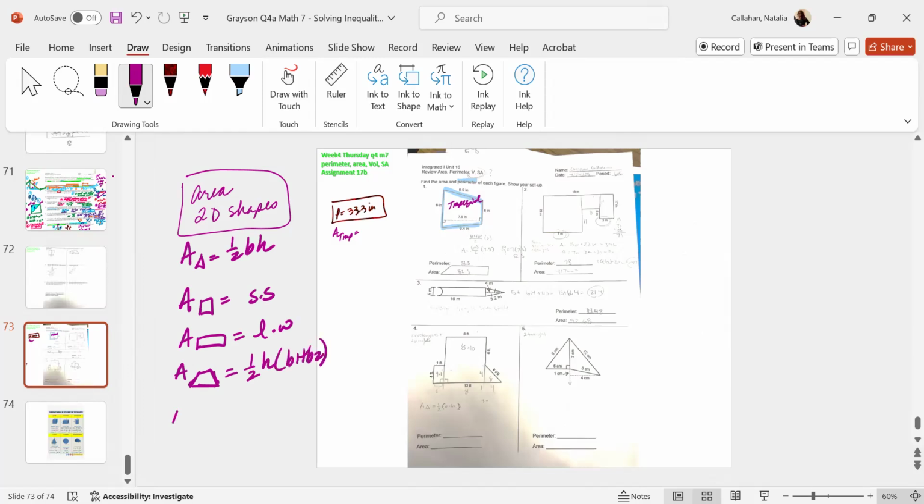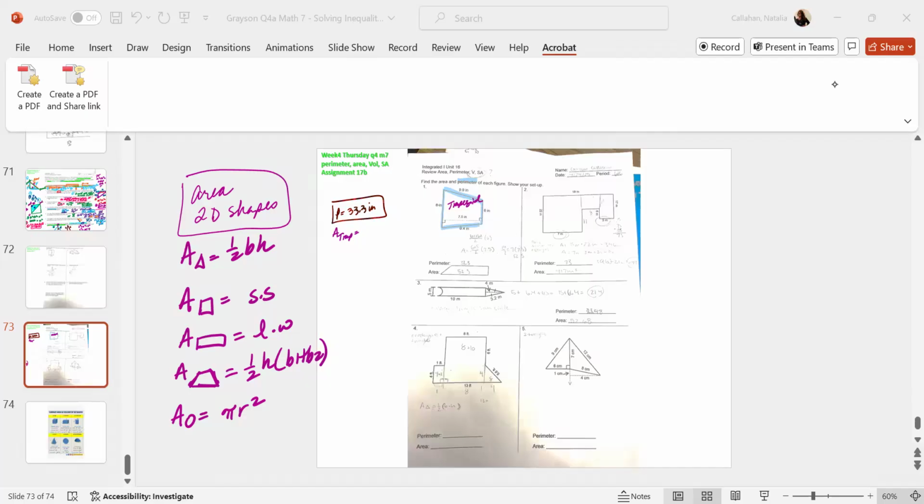What do you need, Queenie? Area of a circle. Go ahead. The projector's volume isn't working, and we can't connect it because it's done.